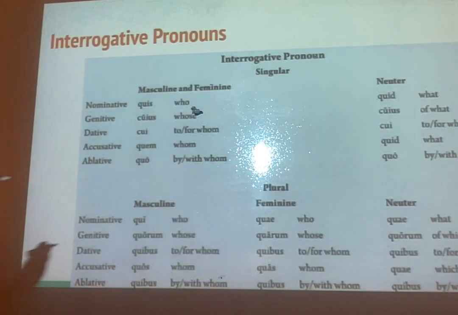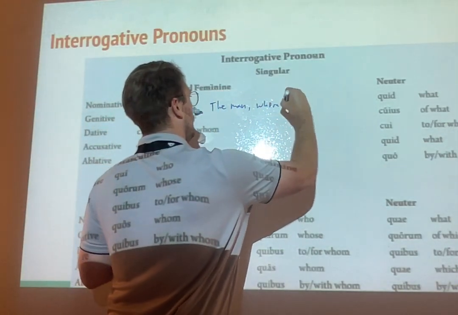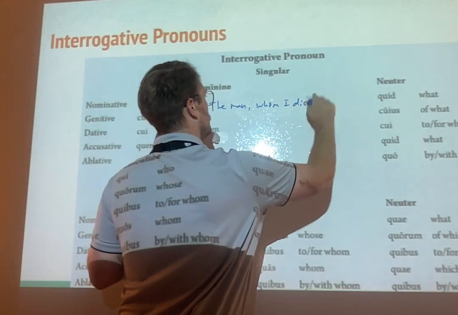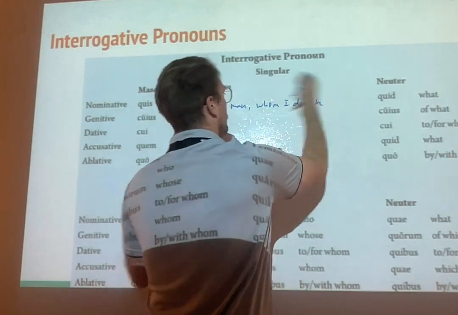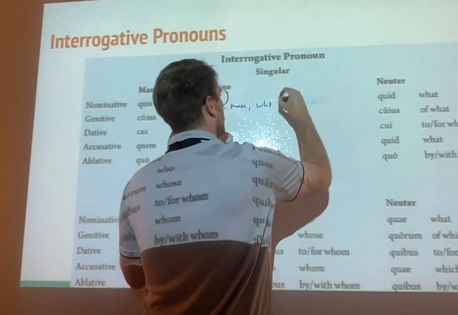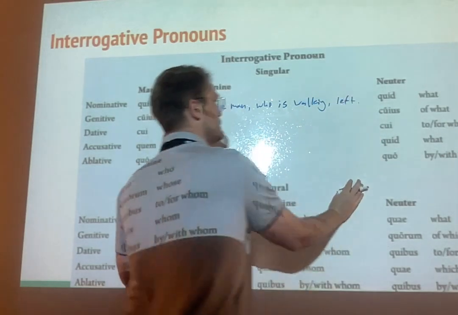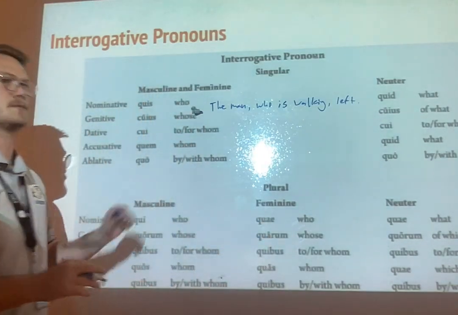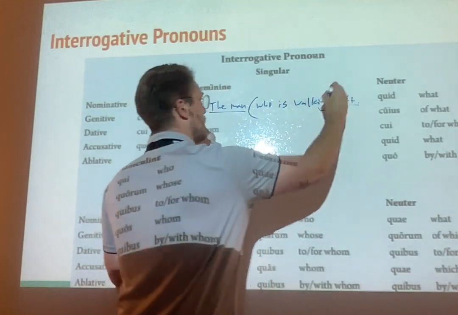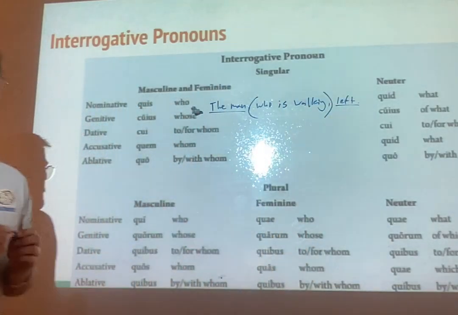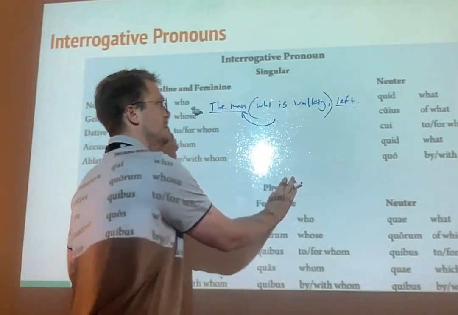Because if I were to write this sentence down, the man whom I dislike, no, let's do a different one. The man who is walking left. All right, so the main clause of this sentence is what? The man left. That's literally it. What is the relative clause doing, the way that we learned it last chapter? It's describing the antecedent. All it's doing is giving more information about man.